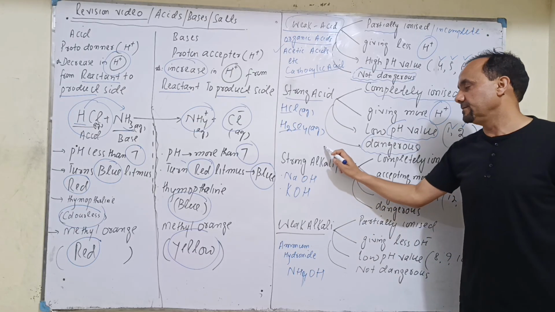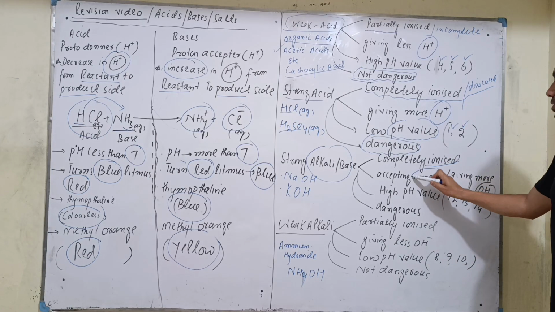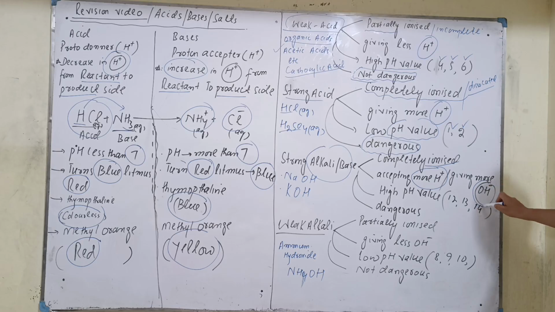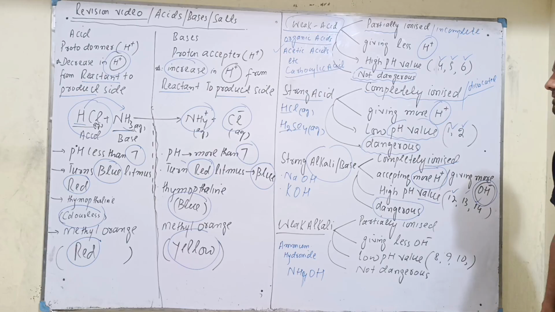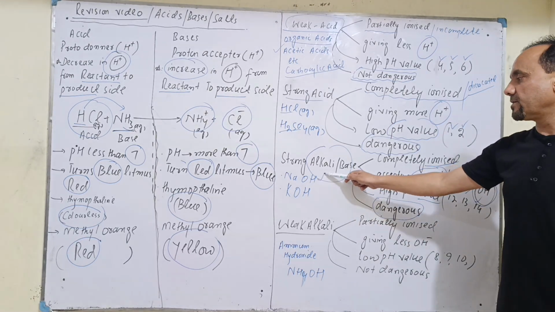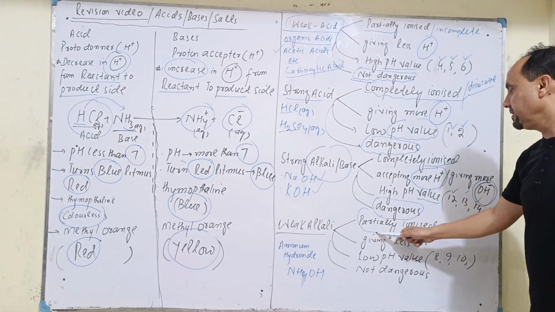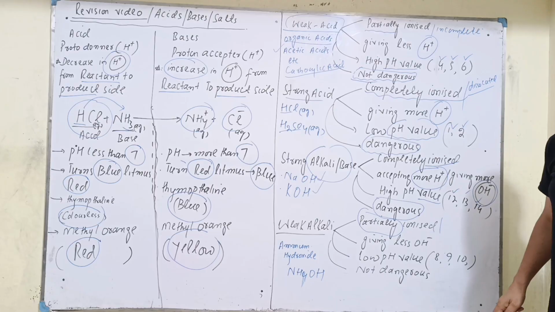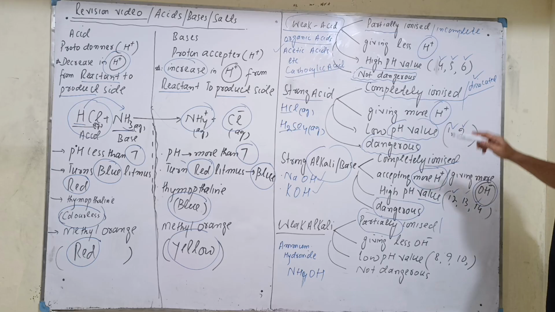Now the strong alkali or base is completely ionized, accepting more protons and giving more hydroxide ions. The pH value is very high, it's 12, 13 or 14, and strong alkalis are dangerous. The common examples are sodium hydroxide, potassium hydroxide. The weak alkalis are partially ionized, or you can say dissociated. Keep in mind, you can see the word ionized or you can see the word dissociated. Both have the same meaning.